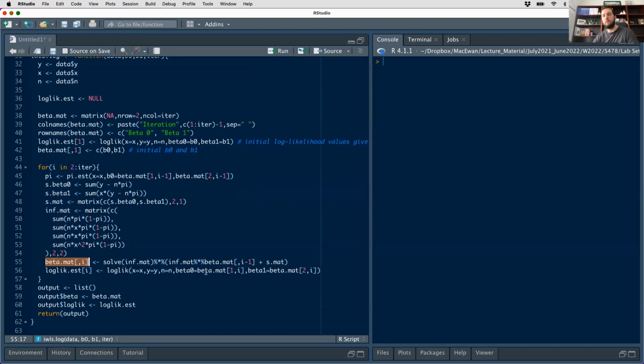So then beta on iteration i, the beta.mat column corresponding to this iteration, is now going to give me the most recent parameter update. So I'm going to compute my log likelihood value, and then I'm going to run this again until convergence.